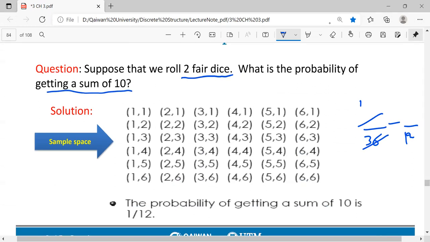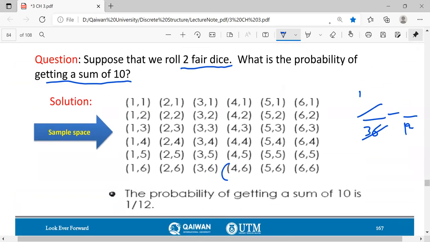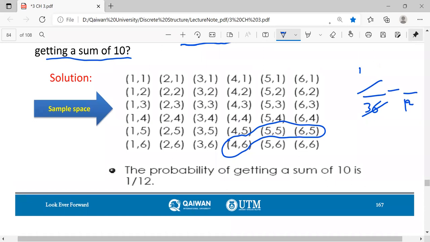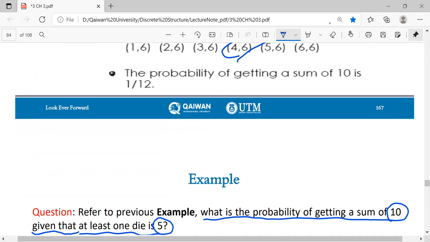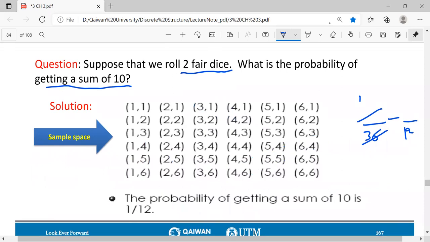Let's return to the sample space. We have two events, A and B. We let A denote the event of getting a sum of 10. So how many members do we have here with a sum of 10? We have only 3 members in the sample space with a sum of 10: 4 and 6, 5 and 5, and 6 and 4. And we let B denote the event that at least one die is 5. In the sample space, we are going to pick all of those elements where there's at least one 5.